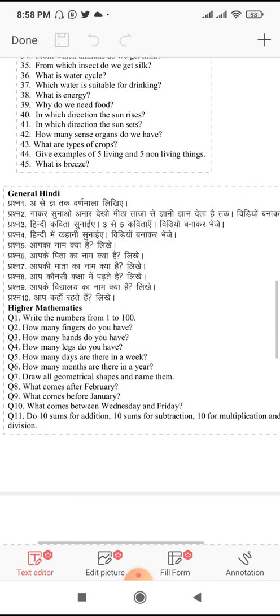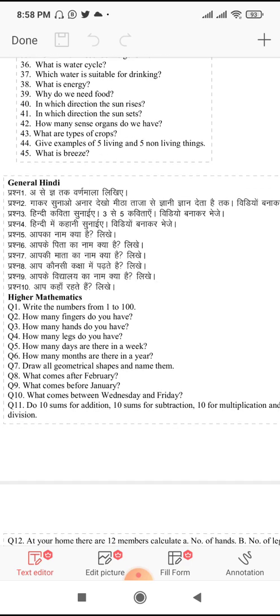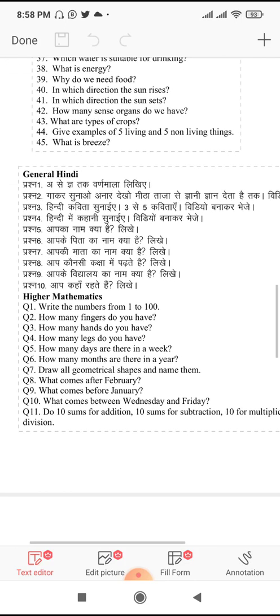हायर मैथमेटिक्स, राइट नंबर्स फ्रॉम 1 to 100, 1 to 100, 100 to 1 and 1 to 1000. आपको नंबर्स लिखना है. हाउ मेनी फिंगर्स डू यू हैव? आपकी कितनी फिंगर्स है? 10 फिंगर्स है. हाउ मेनी हैंड्स डू यू हैव? 2 हैंड्स है. हाउ मेनी लेग्स डू यू हैव? 2 लेग्स है. हाउ मेनी डेज आर देयर इन वीक? देयर आर द 7 days in a week. How many months are there in a year? There are 12 months in a year.